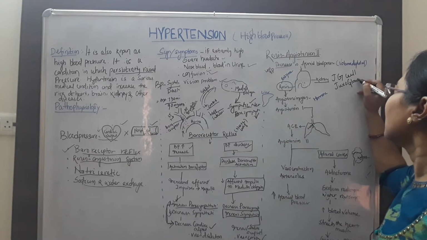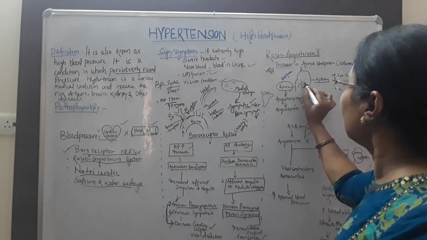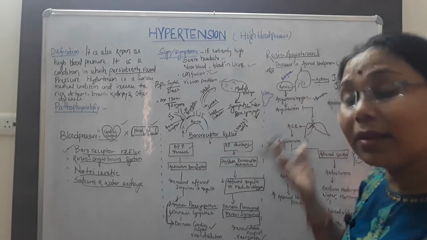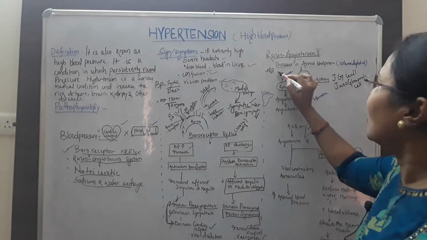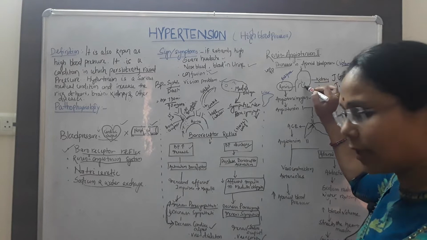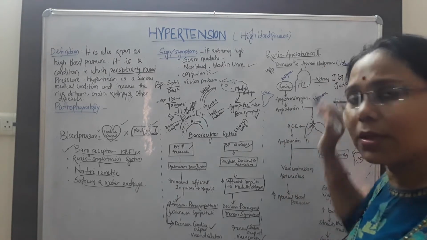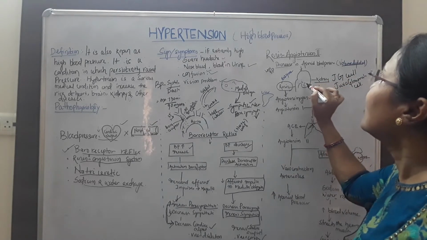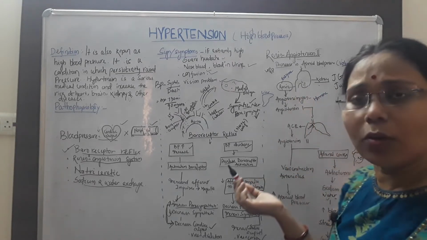the juxtaglomerular cell. This cell particularly secretes renin, an enzyme, into the blood. When arterial pressure decreases, the blood volume supplied to the kidney decreases, so the arterial pressure decreases. At the same time, the kidney secretes more renin into the blood.